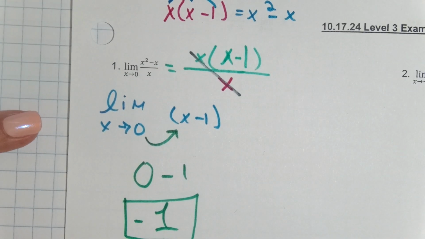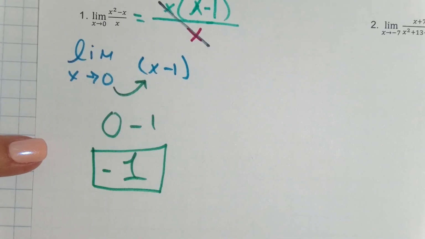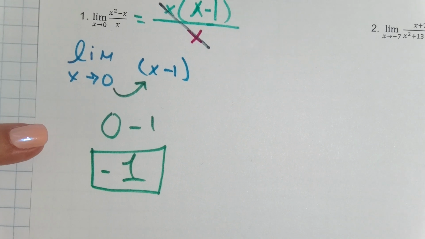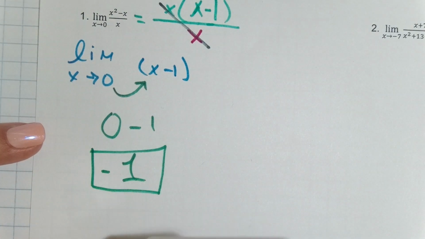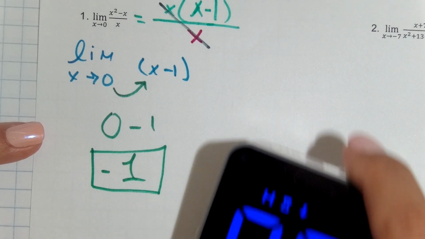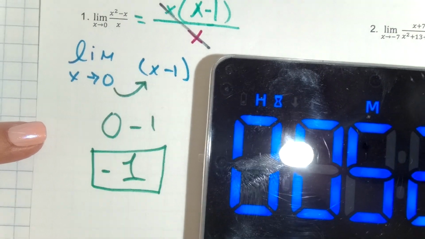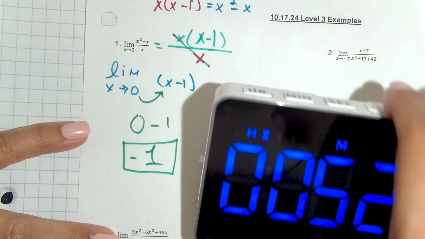Oops, off screen. Questions? Questions? Are we sure? All right, then flip over. Number 1, I want you to do number 1 in your groups. I'll give you 5 minutes.